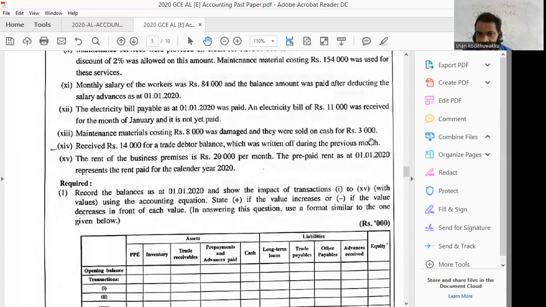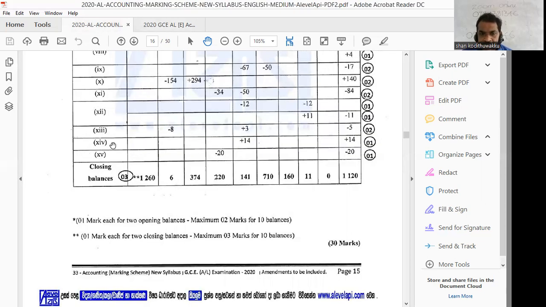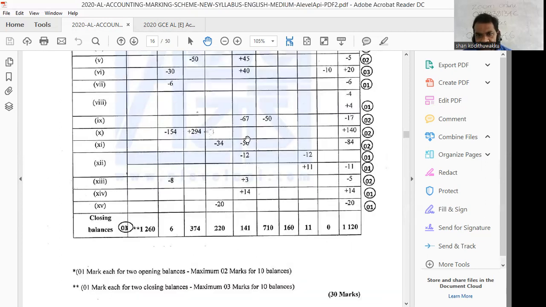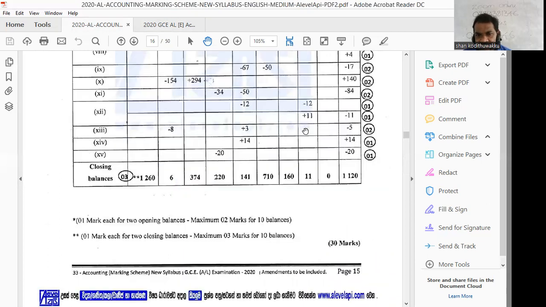Why? We can consider it as income, right? It's easy. Here, when you receive money related to previous year's bad debt written off, we receive money, therefore plus 14,000 under cash. As we consider it as income, we can adjust it under equity plus 14,000.